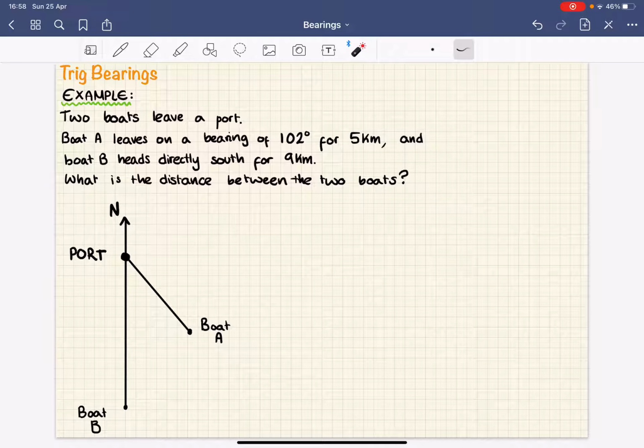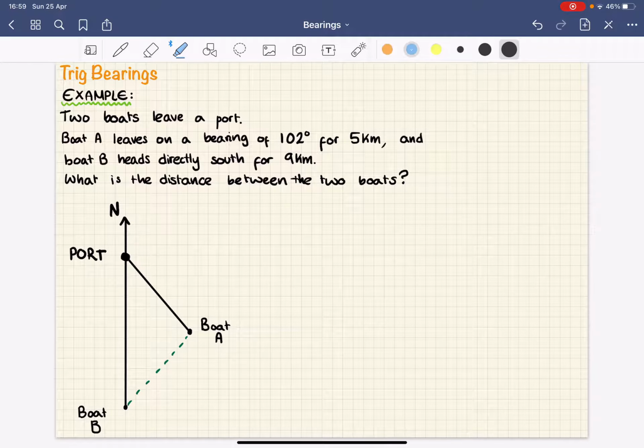So 2 boats leave a port. Boat A leaves on a bearing of 102 degrees for 5 kilometers and boat B heads directly south for 9 kilometers. What is the distance between the 2 boats? So I'm being asked to find out this dotted line here. And the moment I draw that dotted line, I can instantly see I've got a triangle there. So it's going to be one of my trig questions and I need to start figuring out which of my formulas I'm going to use.